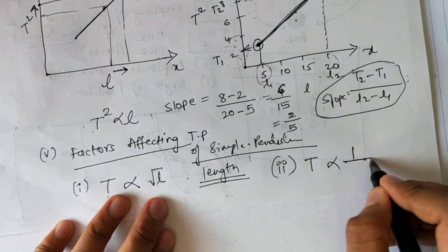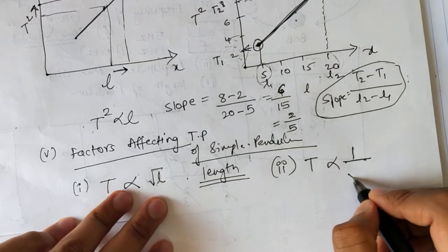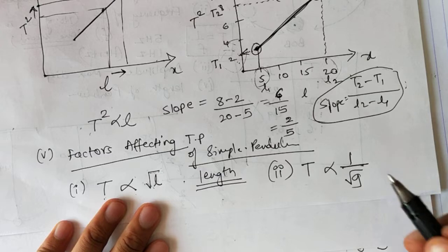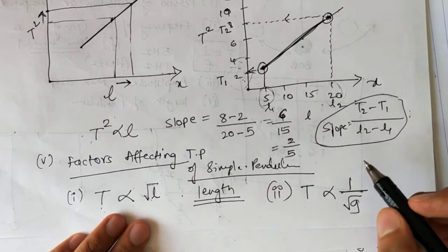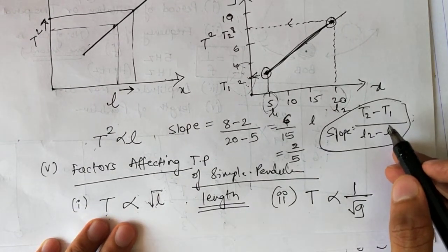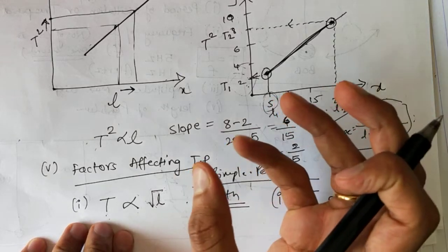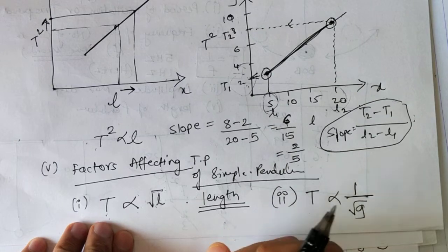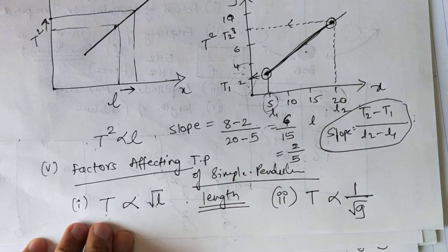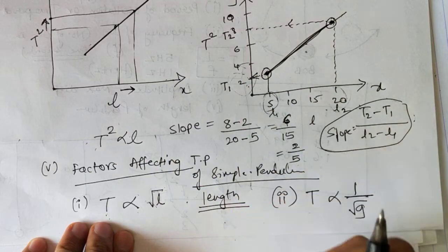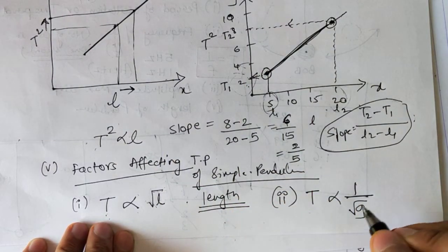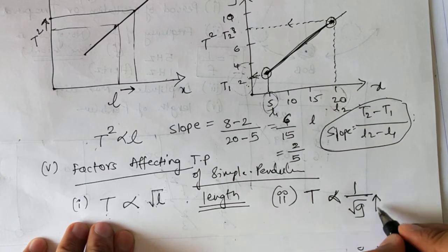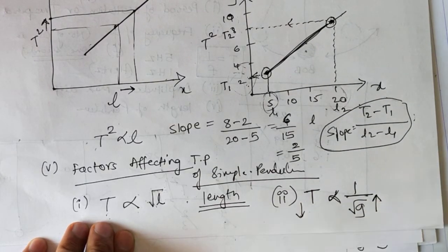Inversely means this, 1 upon the square root of acceleration due to gravity. What does g mean? g means acceleration due to gravity. Basically it means the force by which an object is pulled down by the earth. So what they are saying is, time period is inversely proportional to gravity. Inversely means if the gravity is more, time period will be less.